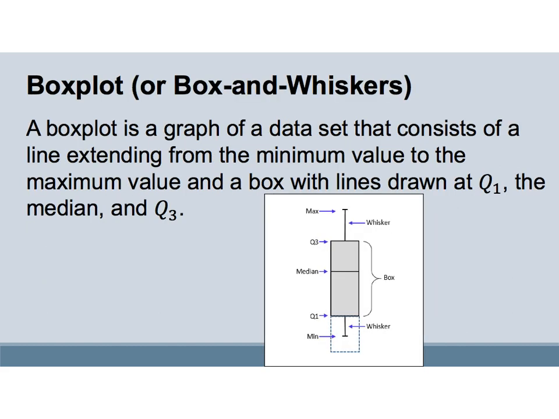We can use this 5-number summary to make a box plot or a box and whiskers graph. The middle part, the Q1, median, and Q3 make the box, and the last 25% between the max and Q3 and the min and Q1 are the whiskers.